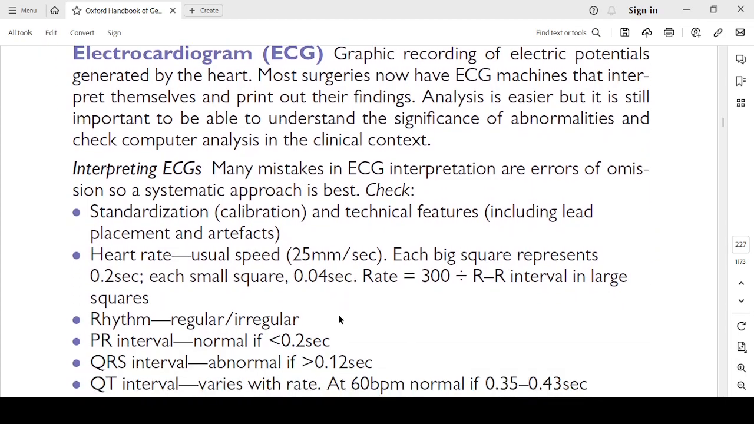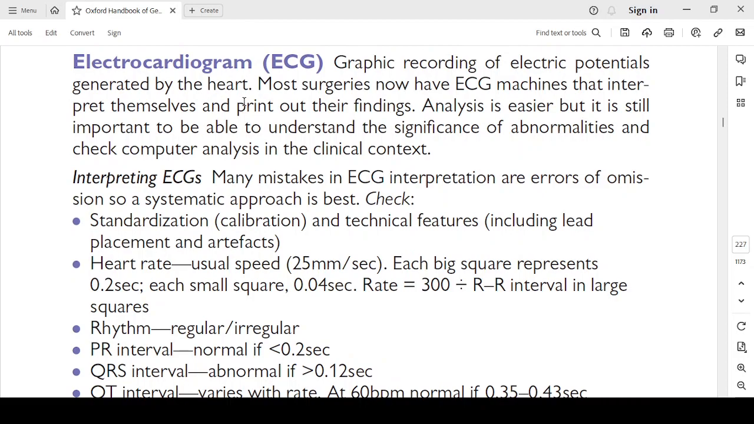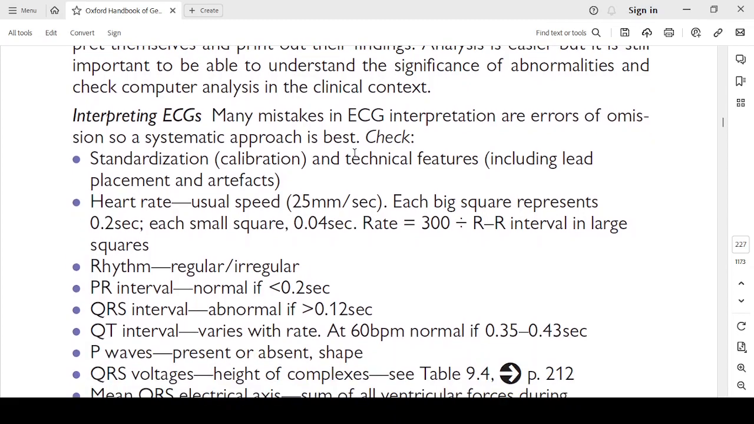Cardiac investigations: electrocardiogram. Graphic recording of electrical potentials generated by the heart. Most surgeries now have an ECG machine that interprets itself and prints out the findings. Analysis is easier, but it's still important to be able to understand the significant abnormalities and check computer analysis in the clinical context. Interpreting ECGs.